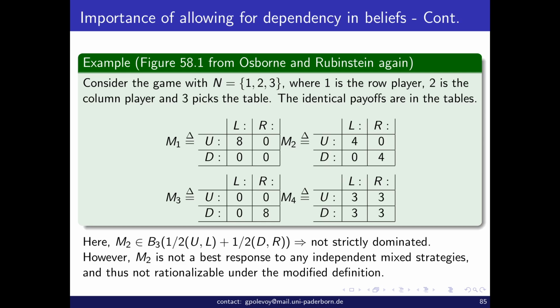So consider a game with 3 players. Player 1 is the row player, player 2 is the column player, and player 3 picks the table. Each one of the first two players has 2 strategies. Player 1 has strategies up, down. Player 2 has strategies left, right. Player 3 has strategies M1, M2, M3, M4. Now in this game, the players have identical beliefs over 3.